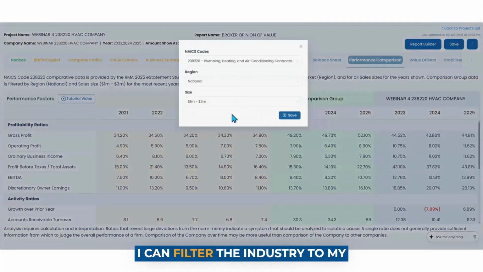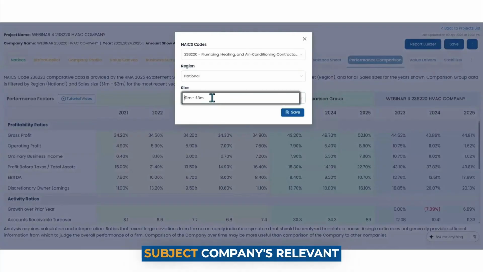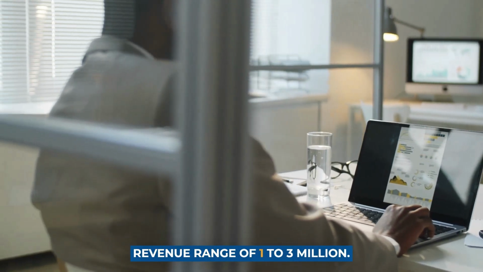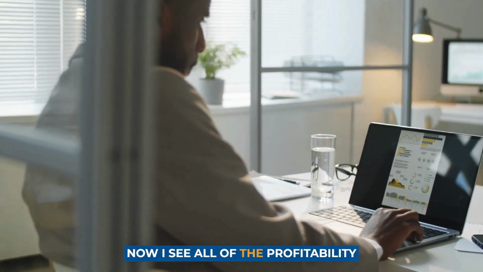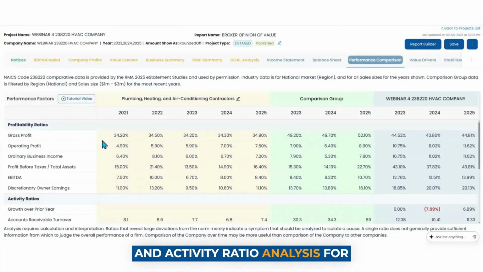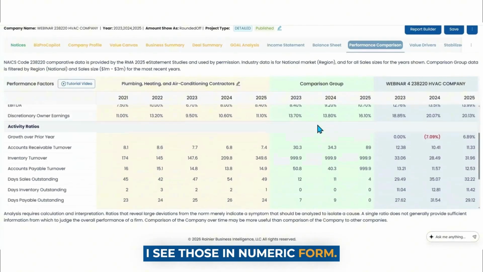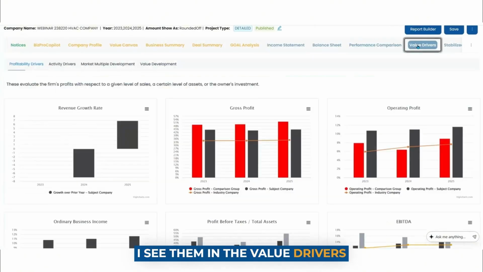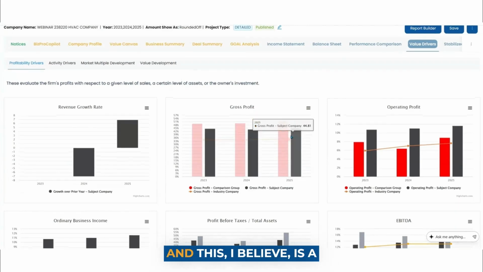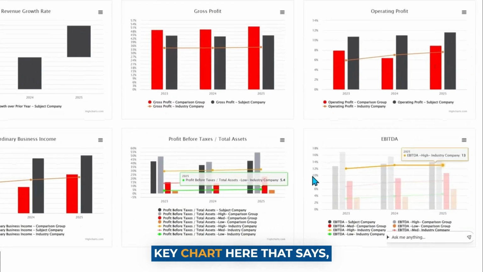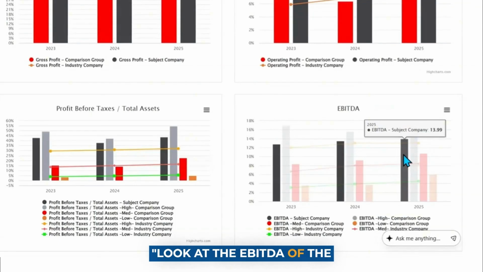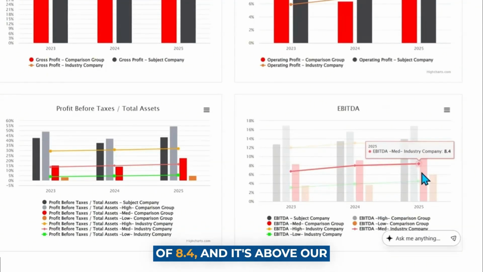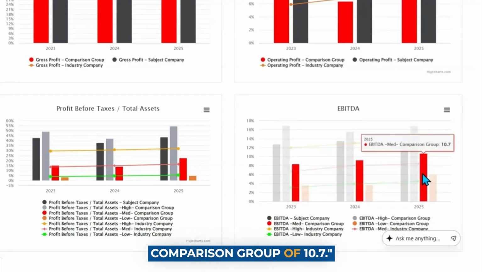I can filter the industry to my subject company's relevant revenue range of 1 to 3 million. Now I see all of the profitability and activity ratio analysis for my subject company compared to the entire industry and compared to the comparison group. I see those in numeric form. I see them in the value drivers module in graphic form. And this, I believe, is a key chart here that says, look at the EBITDA of the subject company, 13.9%. It's above the industry average of 8.4, and it's above our comparison group of 10.7.